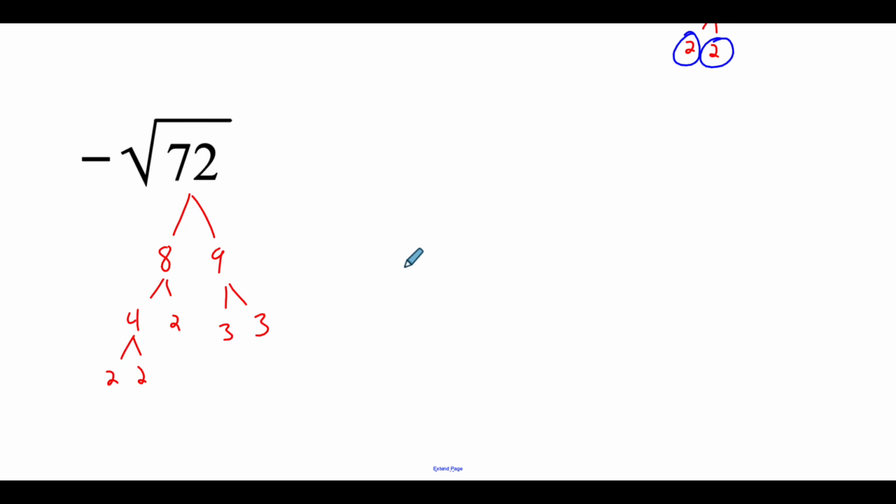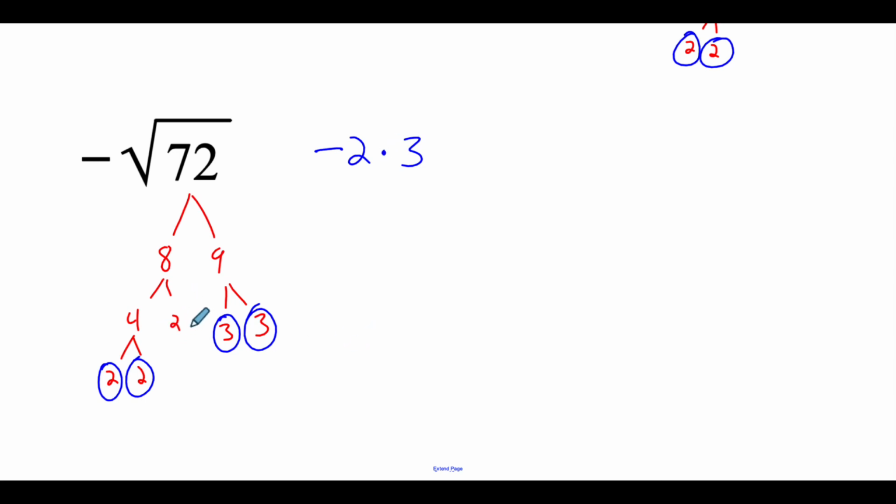And once again, we're looking for pairs of numbers, but we have to be careful because there is this negative out in the very front. So I'm going to put the negative down. Right here, I see that we have a pair of 2's, so I'm going to take that out of the radical. Over here, I see that we also have a pair of 3's, so I'm going to take that out of the radical, and we're going to have to multiply these together.